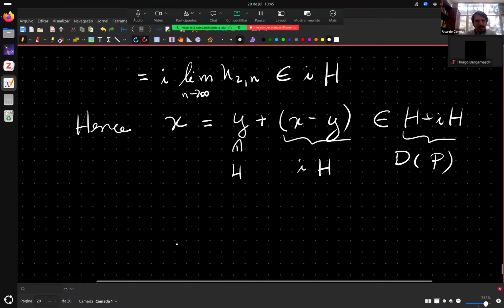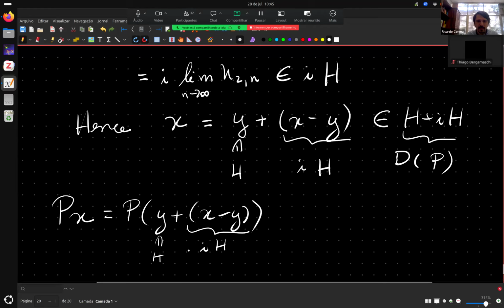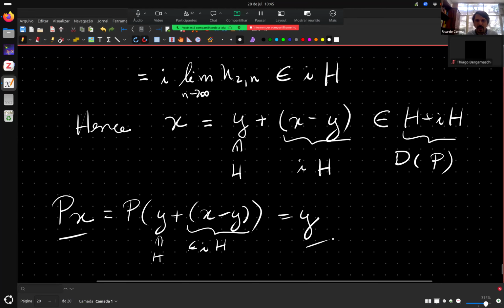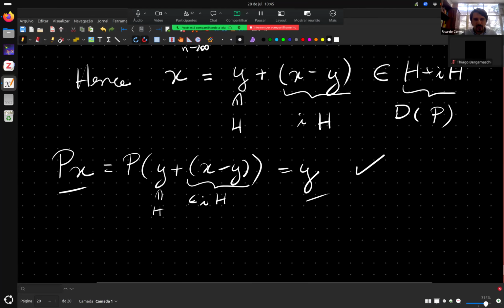Yeah, so the domains are the same. So now I can calculate what's P of X. And P of X is P of Y plus X minus Y. And remember that P was the projection that takes the YH part and takes it out. So this is just Y. So P of X is Y. And therefore, I have exactly what I wish to have.